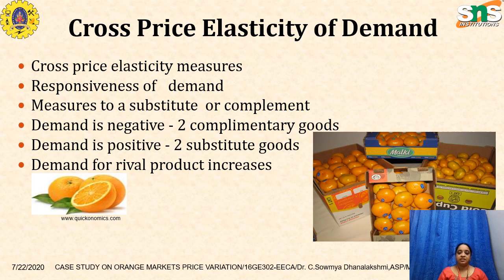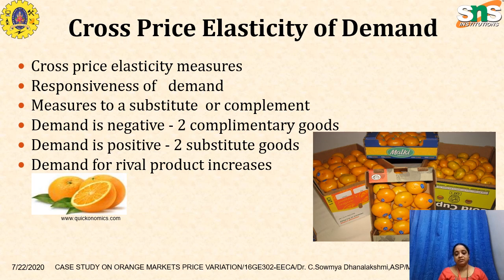Next comes the cross price elasticity of demand. The cross price elasticity measures responsiveness of demand to a substitute or complement. For example, in one shop there may be some complement, like if we purchase 1 kilogram of oranges, 250 grams of oranges can be taken as free, or some other product can be taken as free. When the demand is negative, two complementary goods can be offered to the customer by the supplier, so that the selling of the product will be maximum.